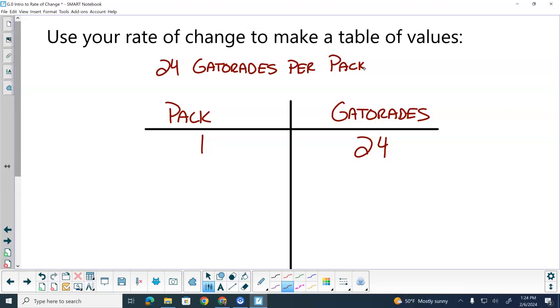So you should have 2 more lines. For instance, Wyatt, on yours, you would have maybe a 2 and a 48. And then let's get crazy. Let's go 1.75. I know you probably don't have 1.75, but that would then be 42.